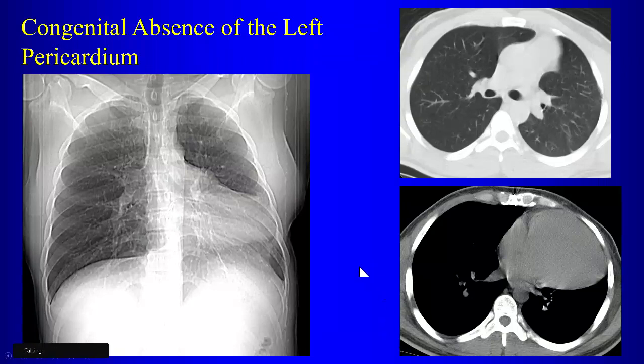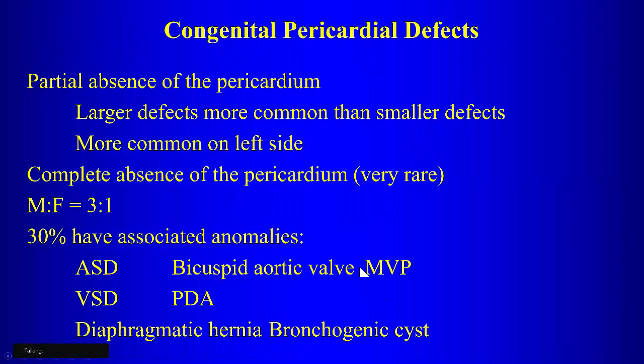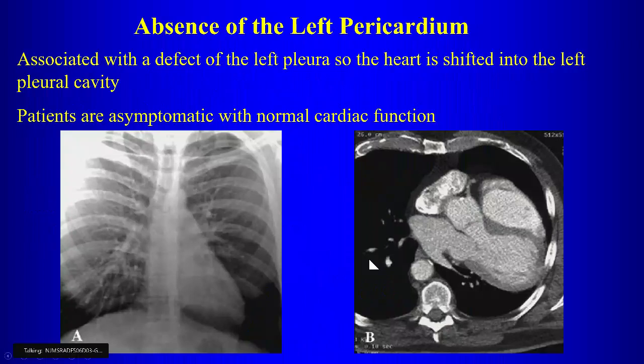Okay? Congenital absence of left pericardium. There, you can also have, so this is usually left pericardium that's missing. 30% have associated anomalies, so you have to look for other things like ASDs, VSDs, bicuspid aortic valve, PDA. So in 30% of cases, there are other findings or other abnormalities that can be associated with this. Okay? So that's absence of left pericardium.